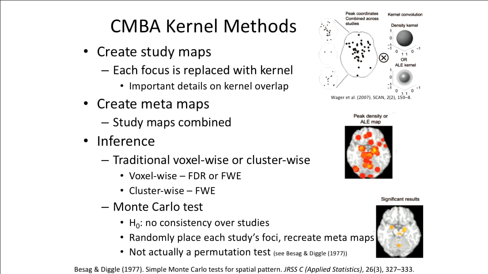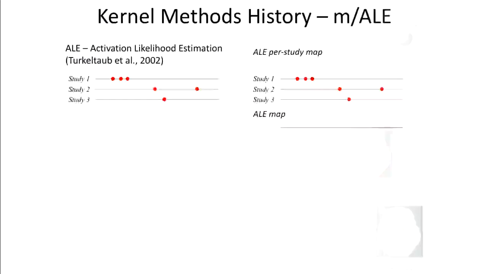So we get one of these maps per study, and then we combine them across studies and try to do some sort of inference on this. Because this is non-standard data, we cannot use a traditional general linear model. We have to use other techniques to get p-values, and so we end up using Monte Carlo tests to do that. Let's look a little closer at the two different methods.